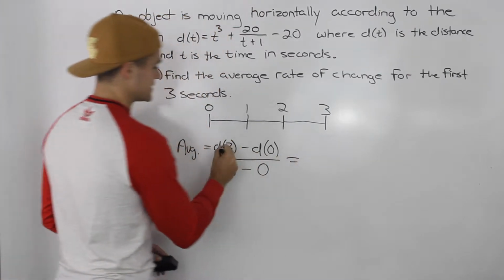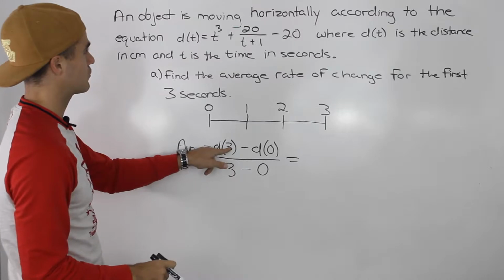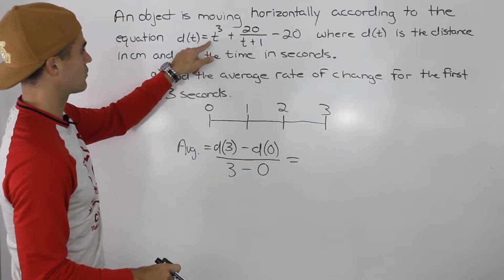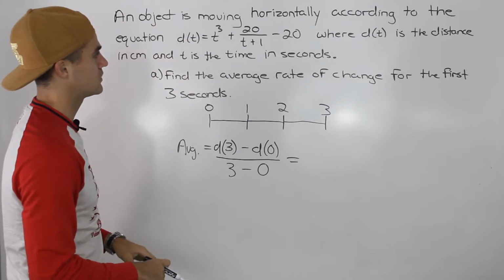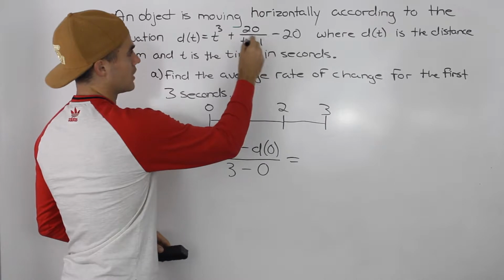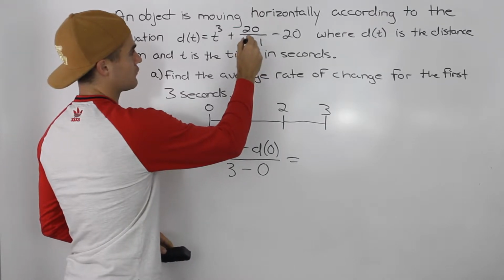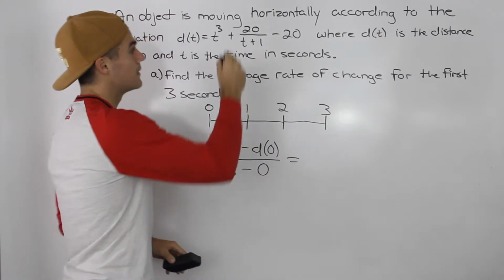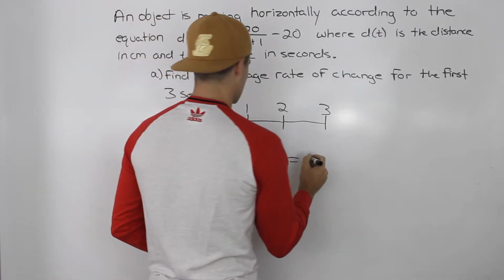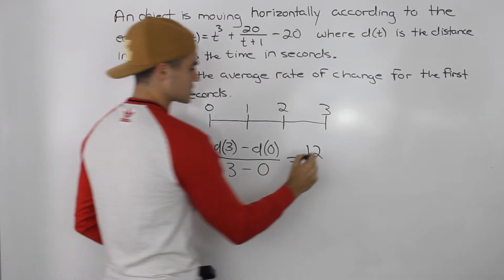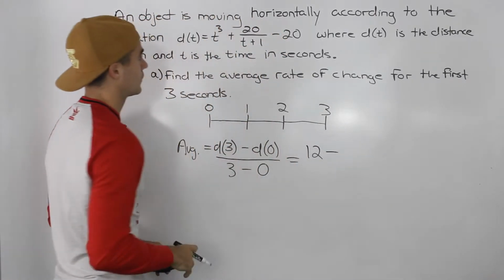And the way we find the distance at time 3, we just plug in 3 for the t value in the equation. So 3 to the power of 3 would give us 27. We'd have 3 plus 1 in the denominator, so that would be 4. 20 over 4 is 5, so 27 plus 5 is 32. Minus 20 would give us 12. So d of 3 is equal to 12.